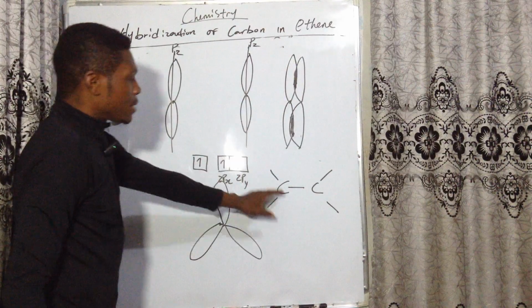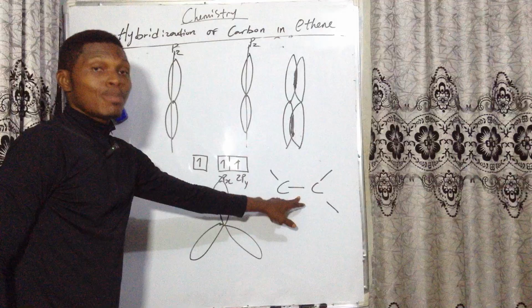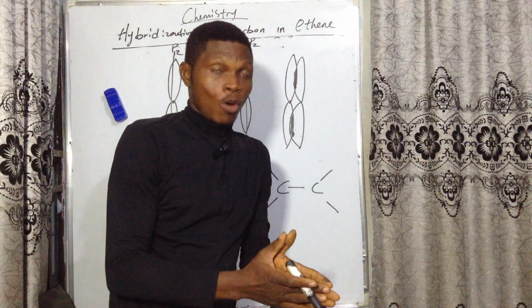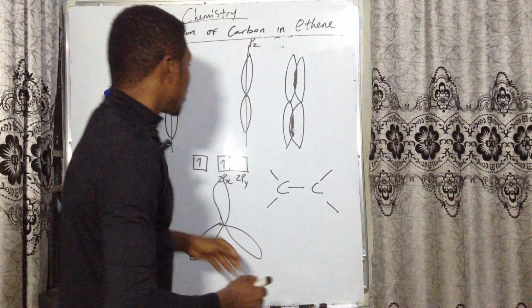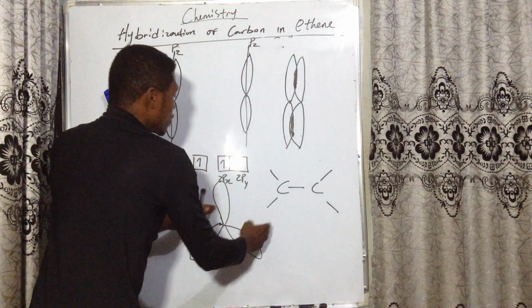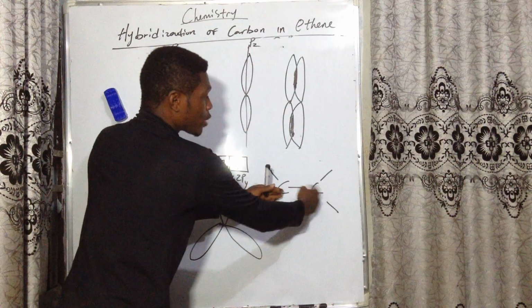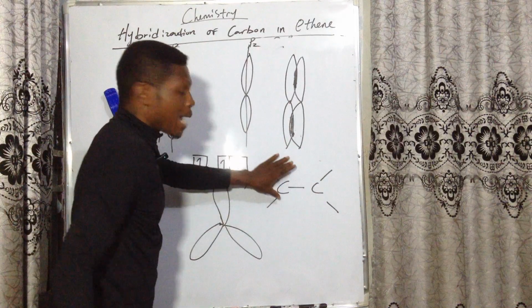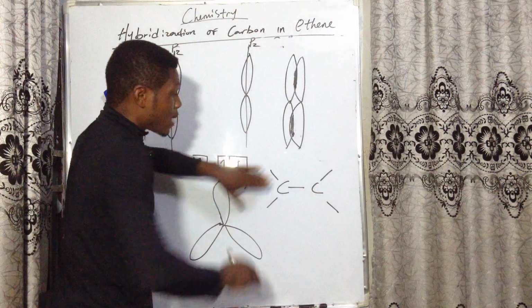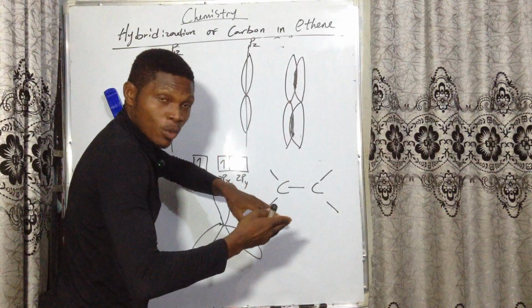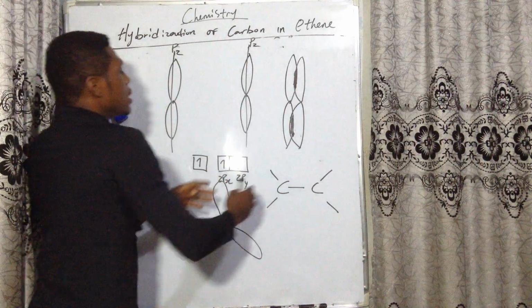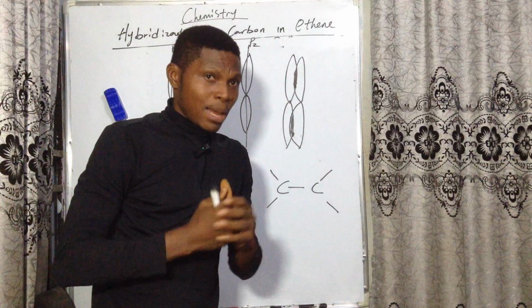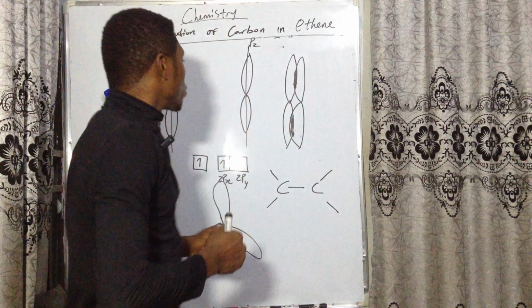Remember, this bond is a sigma bond. Sigma bond is a collinear overlapping of electron clouds. Okay, that is when the orbital of this one overlaps the orbital of this one, that is along the axis of the hybrid orbital. Okay, that is overlapping along their axis. Okay, yes. So now remember, bonds are formed when there is maximum overlapping. Do you understand? So that is it.